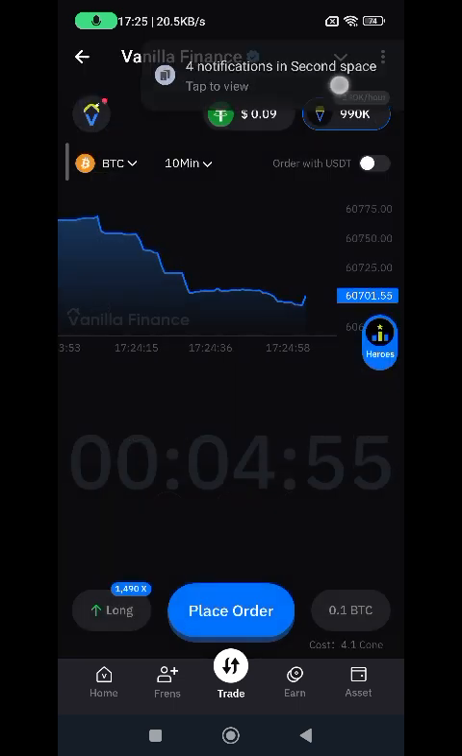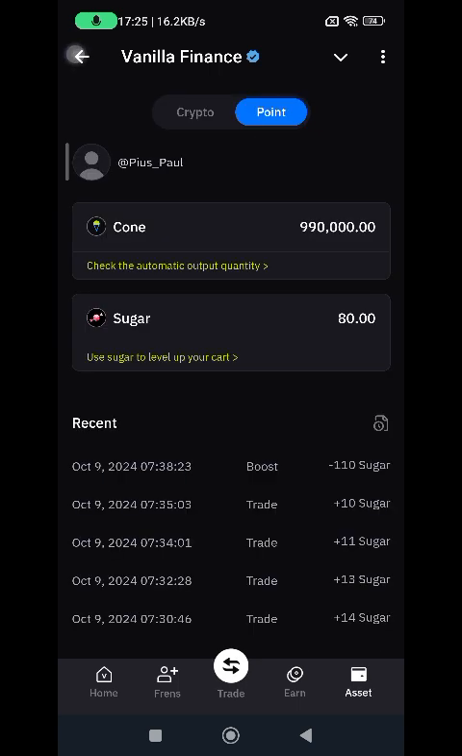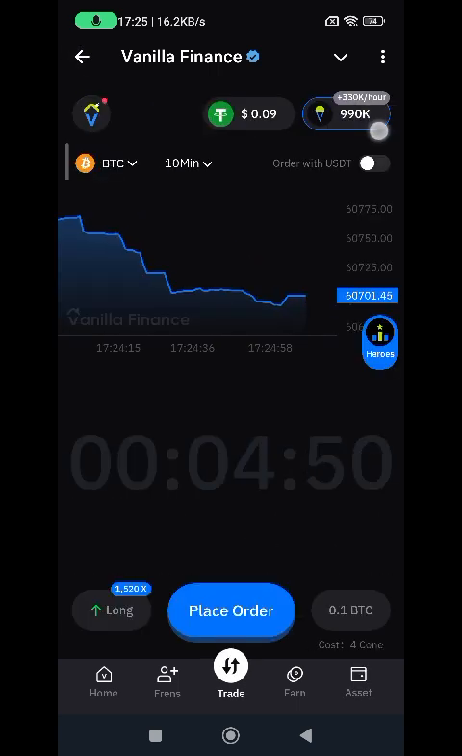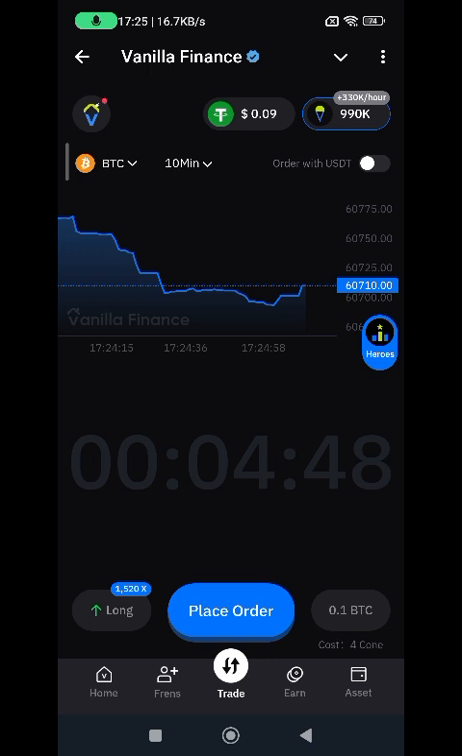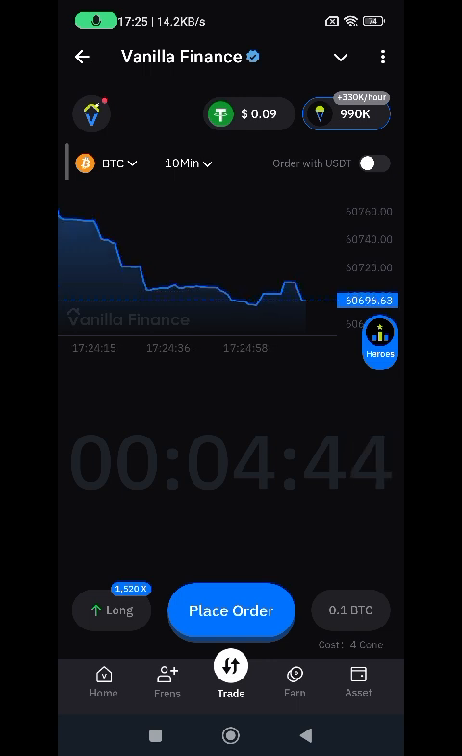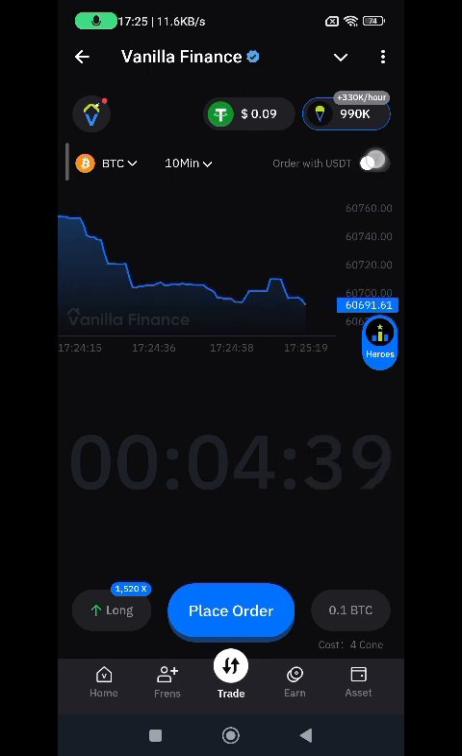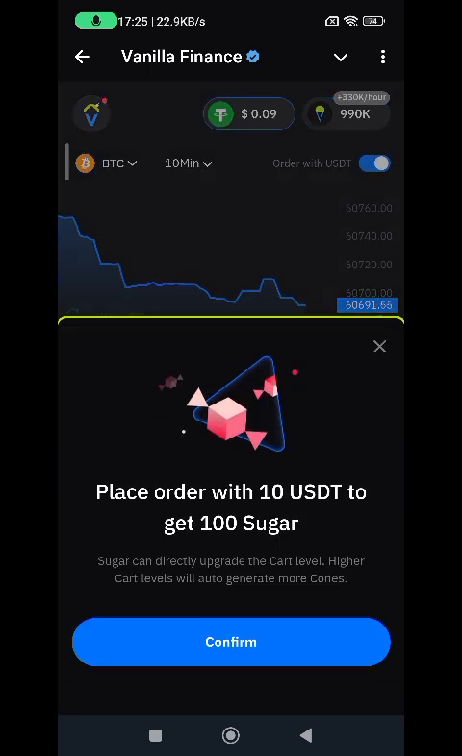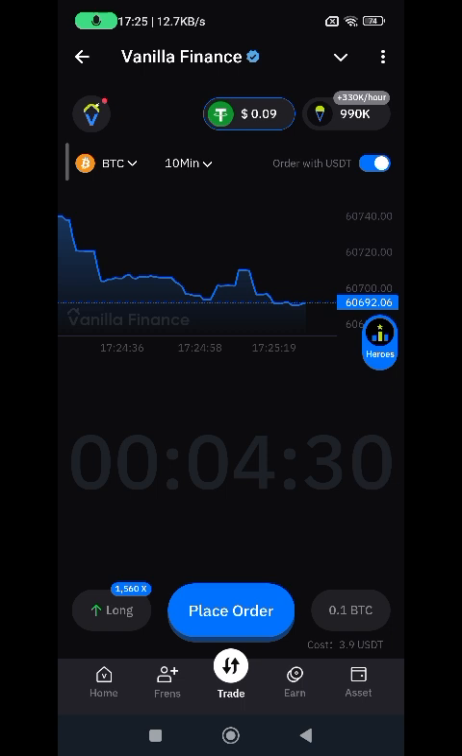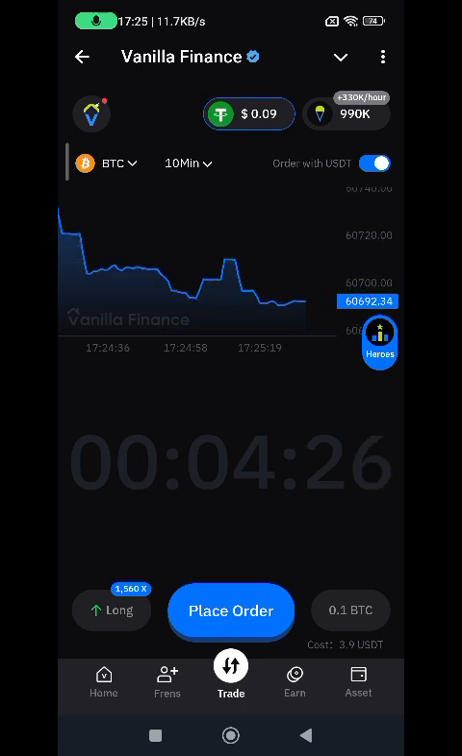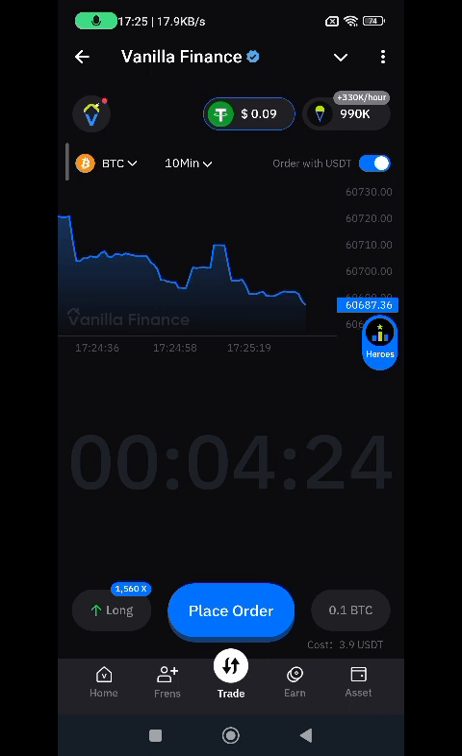So right here we have USDT, and then we have Coin. If you want to trade in USDT, all you have to do is tap on this button right here. As soon as it turns blue, just know that you are actually trading USDT. It said please order with 10 USDT to get 100 sugar. I click on confirm. So right now it has switched to USDT. And then how do you get to know that you're actually trading on USDT?